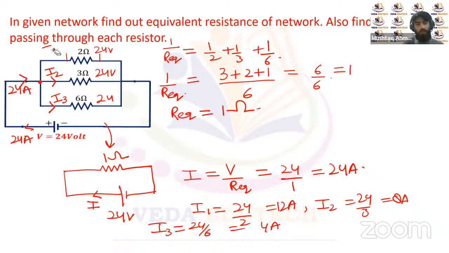It means I1 is equal to 12 amperes, I2 is equal to 8 amperes, and we're left with 4 amperes. If you add 12, 8 and 4, it will once again be equal to 24 amperes. So this is how we can solve this parallel combination of circuits using the concept of equivalent resistances. The current flowing through 2, 3, 6 ohms is 12, 8 and 4 ampere respectively.